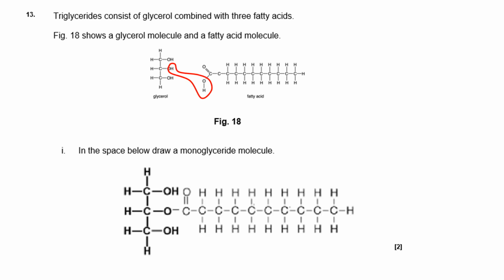And here you can see I've highlighted the hydrogen of the glycerol and the OH of the fatty acid molecule. That is water. If you remove it, it's a condensation reaction. And what are you left with? You're left with an oxygen from the glycerol molecule, which then joins on to the carbon of the fatty acid. And then you just had to draw the rest of the carbons and the hydrogens to get 2 marks.